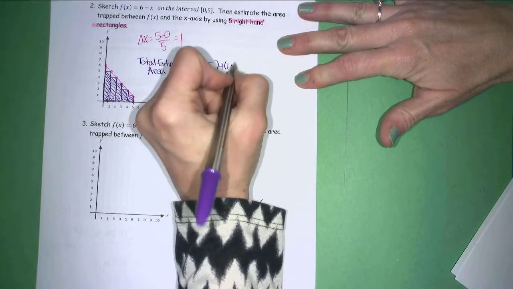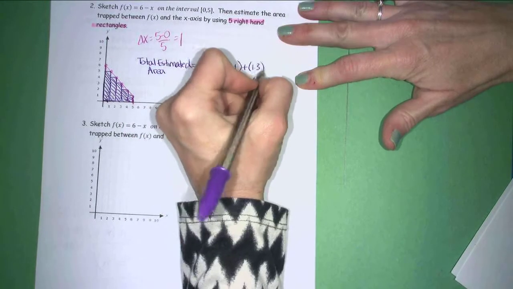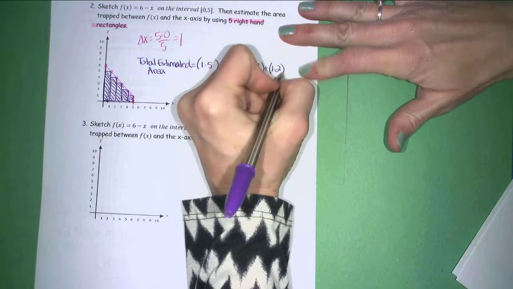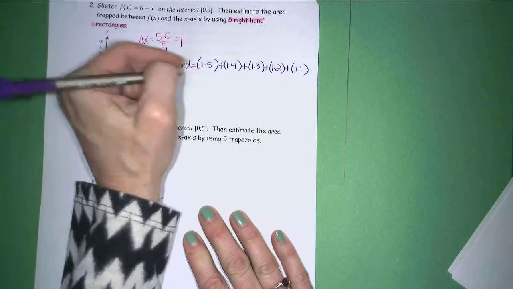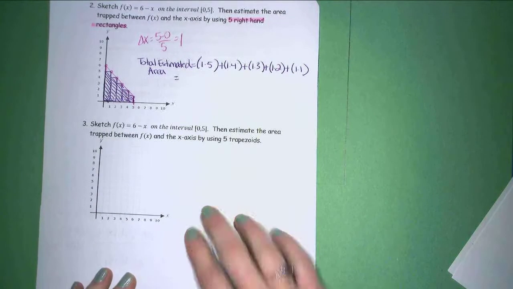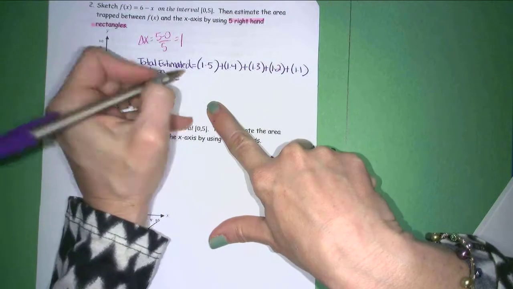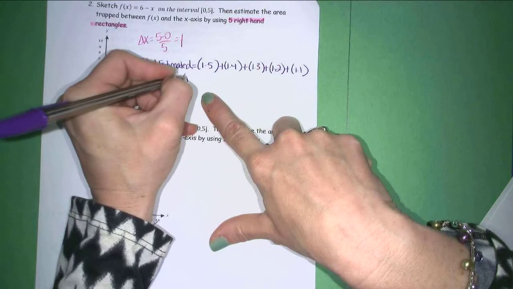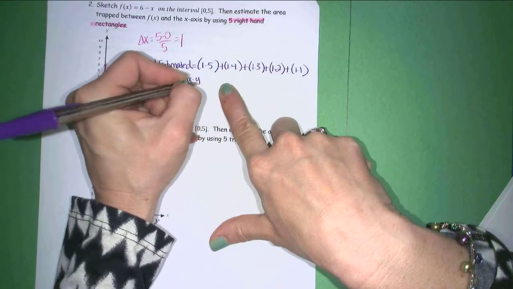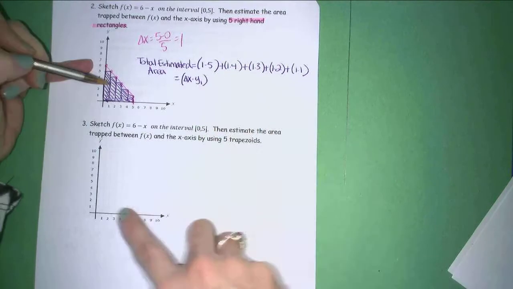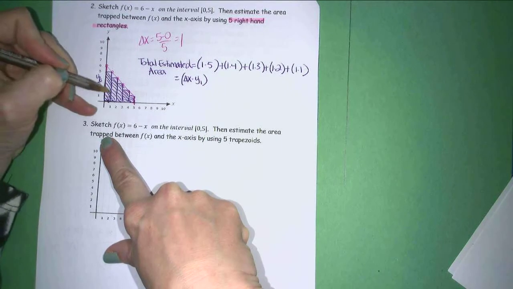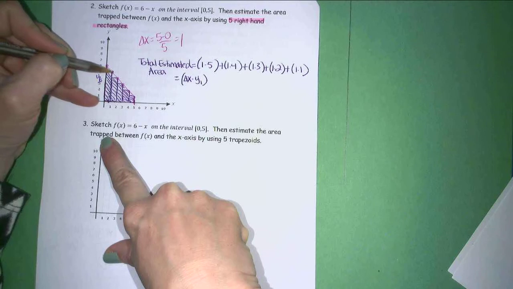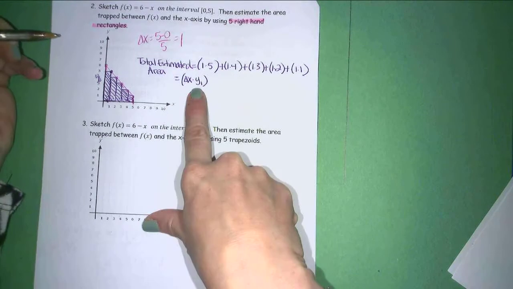1 times 4, 1 times 3, 1 times 2, and 1 times 1. But, like I did earlier, I'd like to make this a little bit more generic. So what I really have here is delta x times y sub 1. Remember, my y sub 0 was actually up to the 6. So my first height here that I'm finding for that first rectangle is my y sub 1.